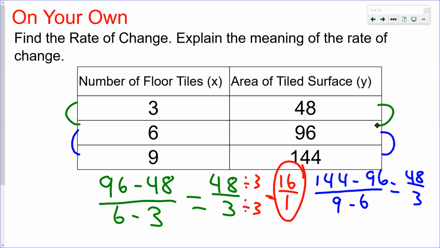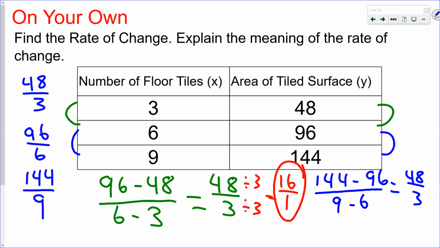You basically are taking the difference between a y value and the difference between an x value. You can also take each individual one. So you could take 48 over 3, you could take 96 over 6, and you could take 144 over 9. And if you actually simplified all of these, they all would end up equaling 16 over 1, which would basically show that this is correct. Okay, so that is your rate of change.